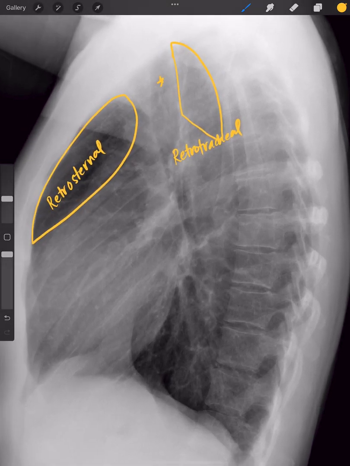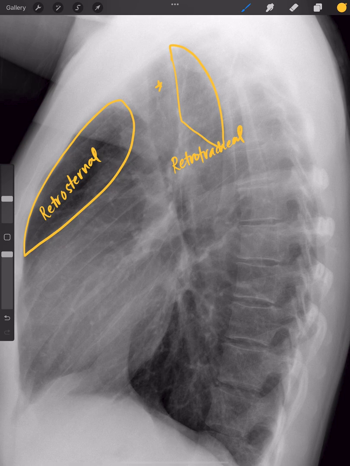And usually in that area, vascular anomalies like an aberrant right subclavian artery can show up, and you can have other vascular anomalies here, or you can see abnormalities with the esophagus because the esophagus lies just posterior to the trachea.